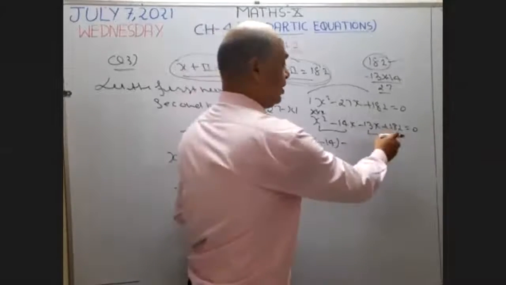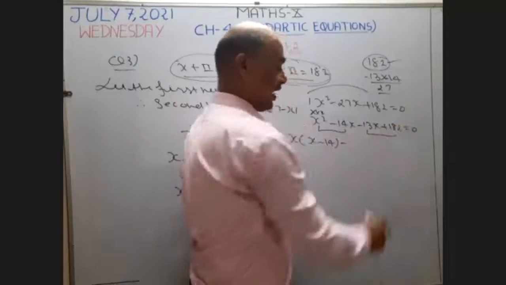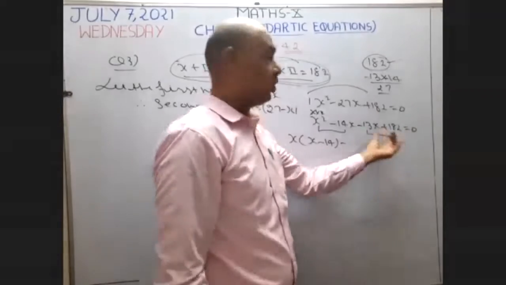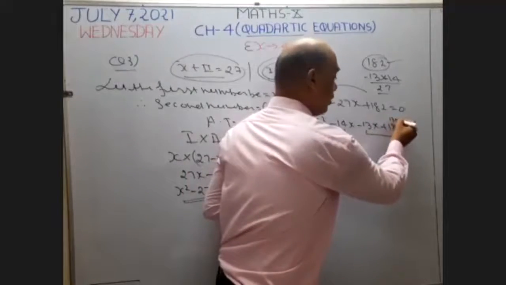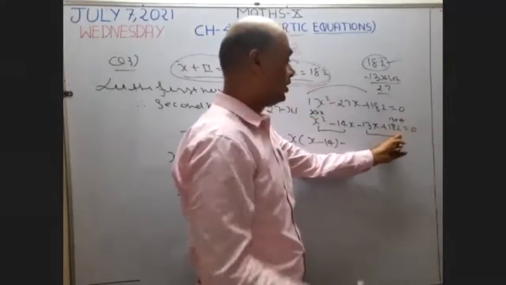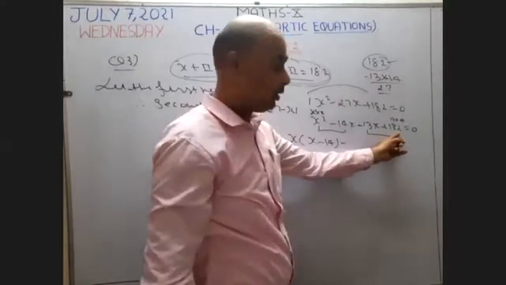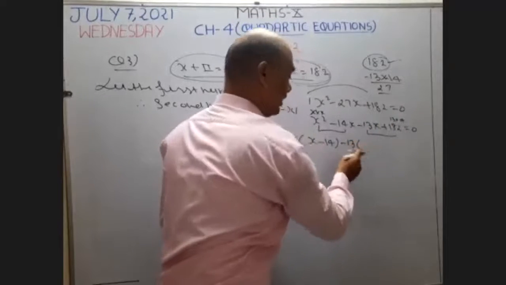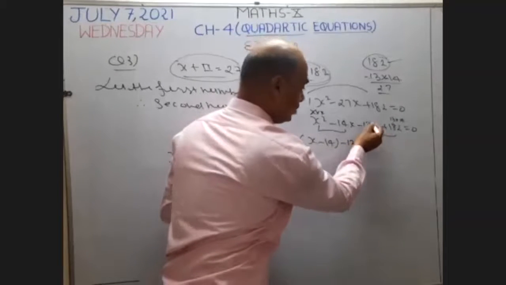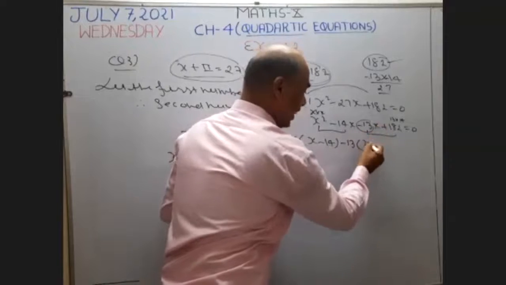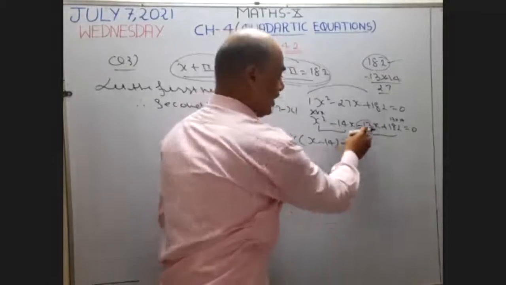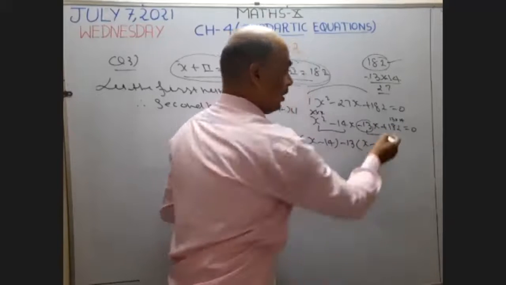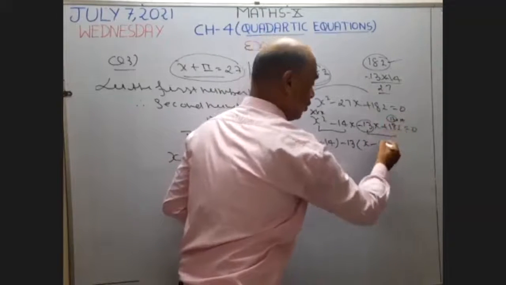Now, is 182 divisible by 13? Yes, 182 is divisible by 13. It means 13 is common in 182, or you can write 13 into 14. 13 into 14 is 182. I take minus 13 common. When I take minus 13 common, what is left? X is left. Since we take the negative sign common, the positive number becomes negative. Again, I take 13 common. What is left? 14 is left.